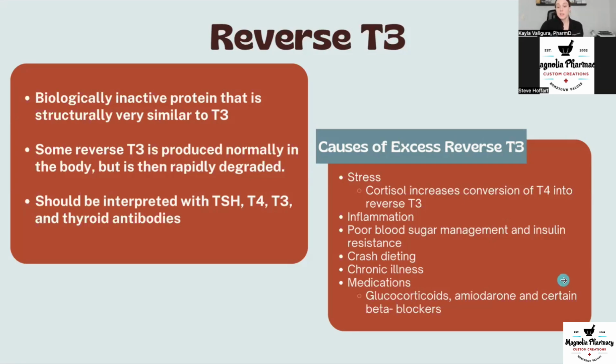So some causes of excess reverse T3. Stress is a big one. Cortisol increases conversion of T4 into reverse T3 and forces it into that pathway versus splitting it evenly. Along with that, inflammation can also lead to excess reverse T3. Poor blood sugar management, insulin resistance, crash dieting. If you're doing a lot of fad dieting and putting your body into that stressful state, that can also lead to excess reverse T3. And then there are some medications as well.